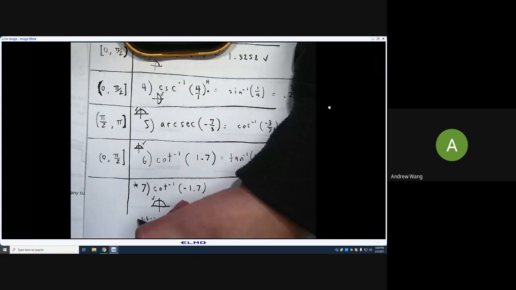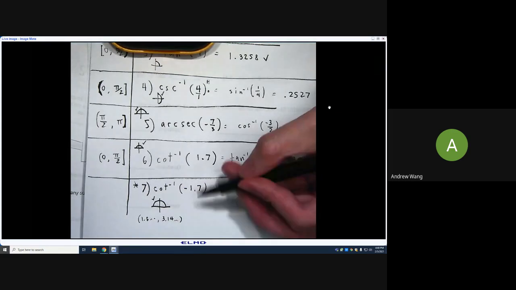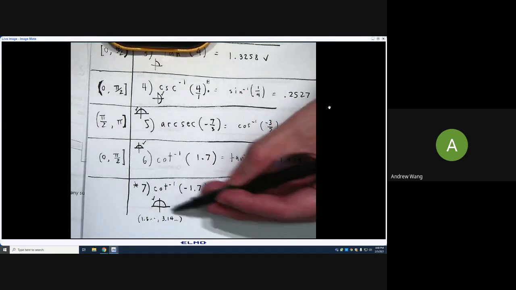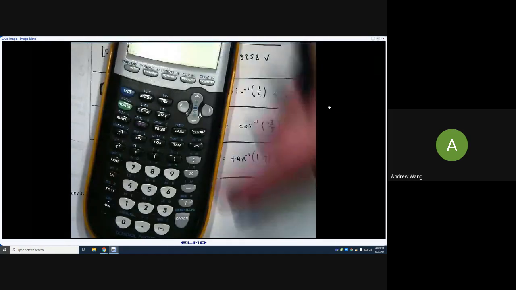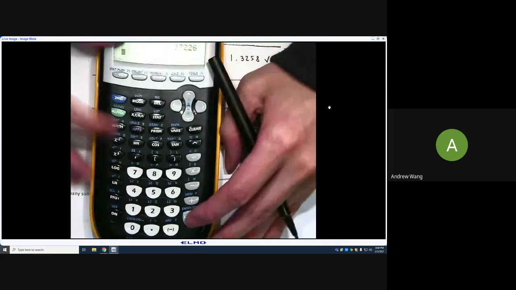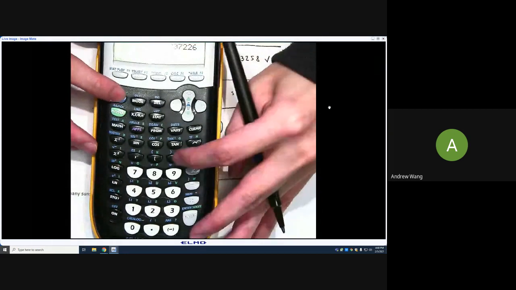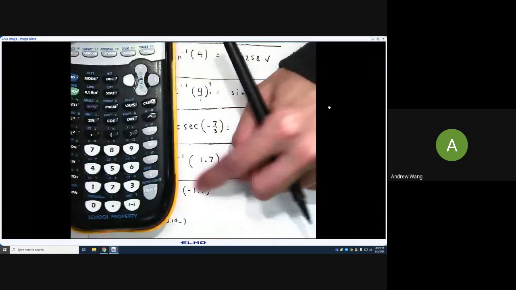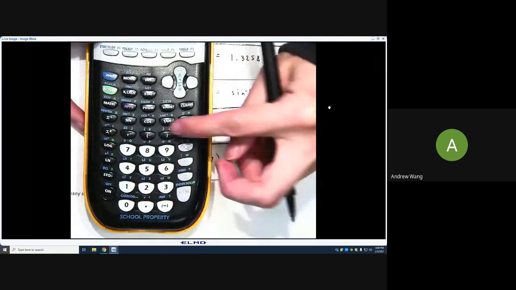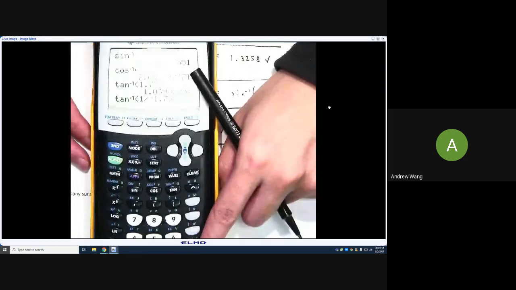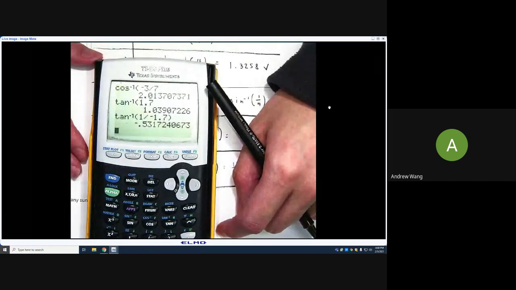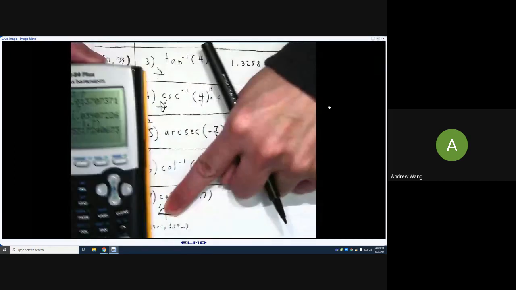So we're thinking that this should be our interval. Because it's negative and it's cotangent, it's going to be in that quadrant, so it's got to be between these two. But let's see what the calculator says. So if I hit second tan, and then I flip this, so 1 over negative 1.7. Let's see if I get an answer that's in the correct interval. Ooh, that is not in the correct interval.